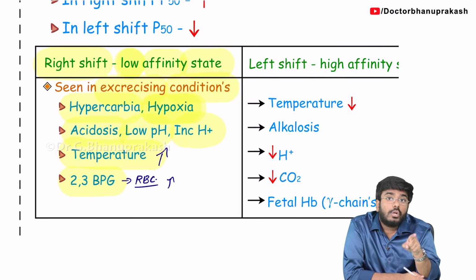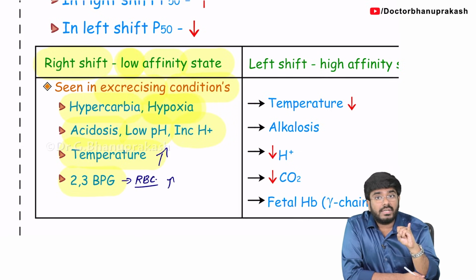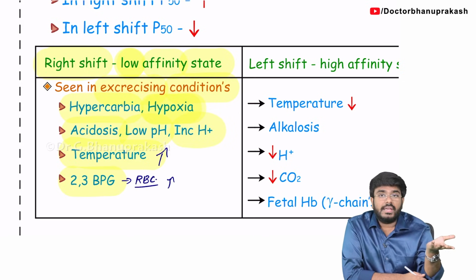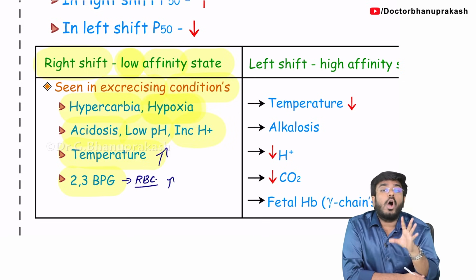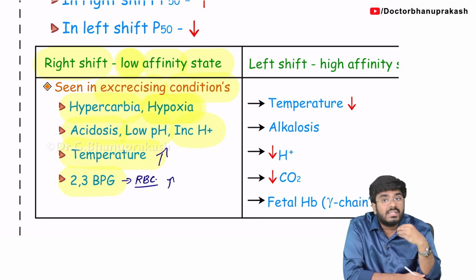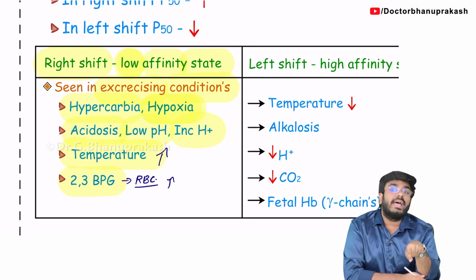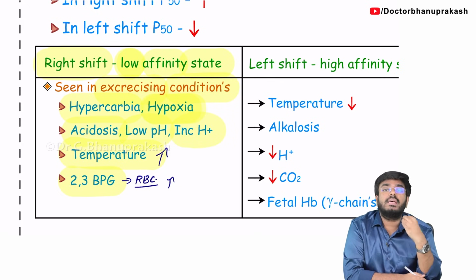Not only that, whenever there is more temperature at the level of tissues, more carbon dioxide production, hypoxic conditions, 2,3-bisphosphoglycerate and low pH, all of them will favor the oxygen delivery to the tissues. Whatever favors the oxygen delivery to the tissues is called Bohr's effect. Bohr's effect means release of oxygen to the tissues. Now you understand?